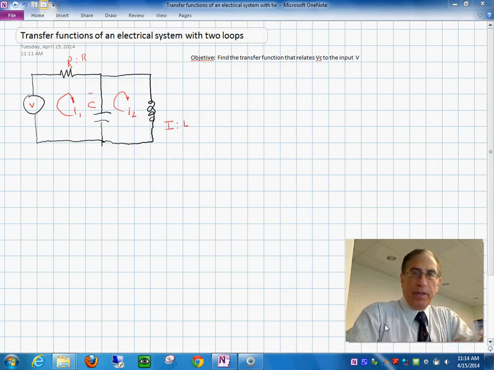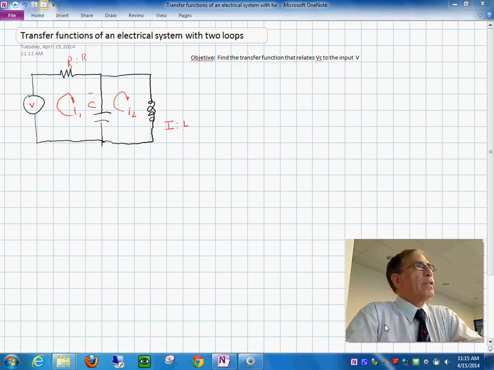Good morning. Today we're going to see the transfer functions of an electrical system that has two loops. The idea is to illustrate the method that we use if we do it by hand, if we derive the transfer function, or also if we use the automated process.